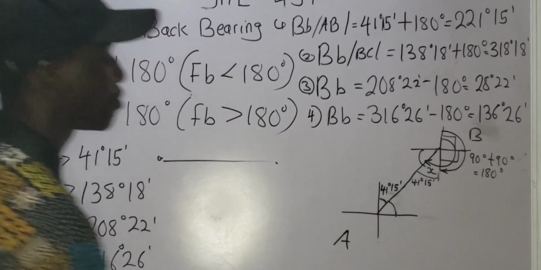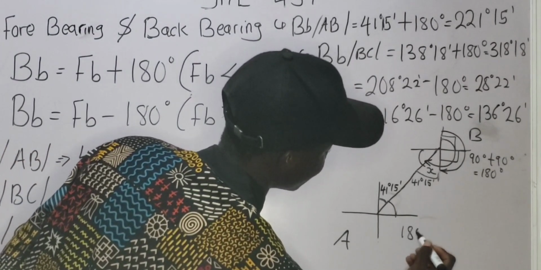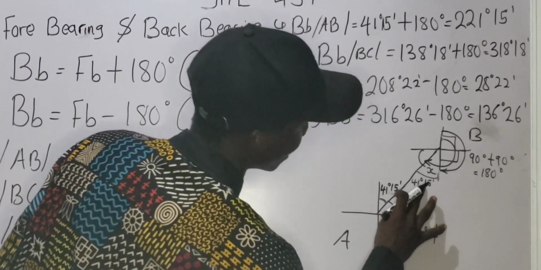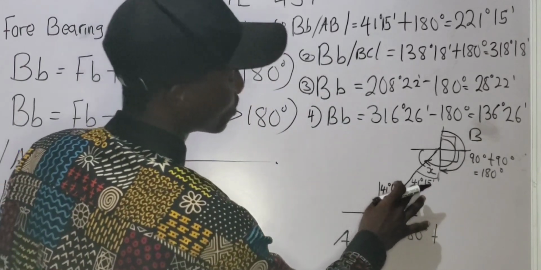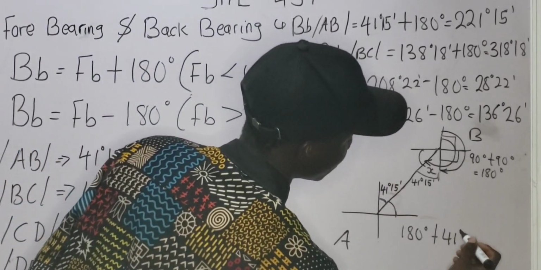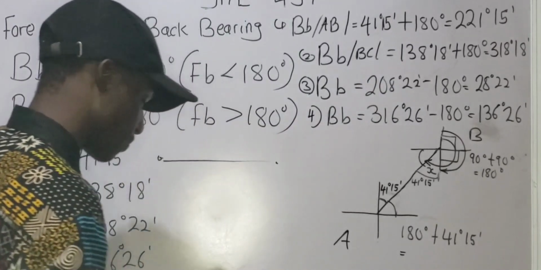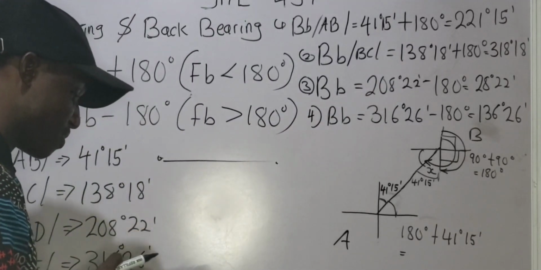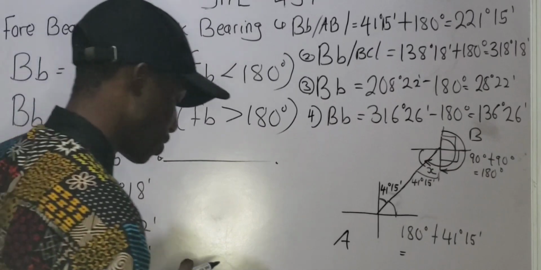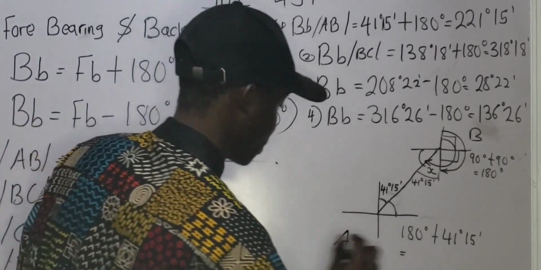So the back bearing now will be what? 180 degrees plus angle X. And angle X is what? 41 degrees 15 minutes. So 180 degrees plus 41 degrees 15 minutes. That is 288 degrees 45 minutes.